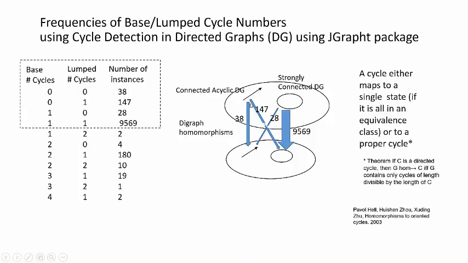So this is another depiction of that result where we have a connected acyclic digraph and a strongly connected digraph, and the numbers mapping here with the digraph homomorphism, which we talked about, that is preserving of transitions. And a cycle is known to either map to a single state, if it is an equivalence class itself, or to a proper cycle.